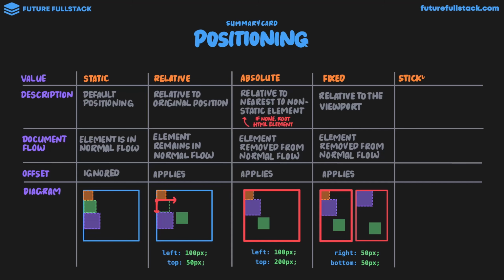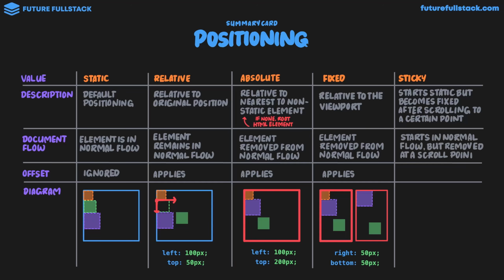Finally, for a sticky positioned element, it starts static but becomes fixed after scrolling to a certain point. In terms of document flow, it starts in normal flow but is removed at a certain scroll point. And for sticky positioning, the offset property is actually required, so the browser knows at which point to make it sticky. In diagram form, our green element is initially statically positioned in normal document flow.